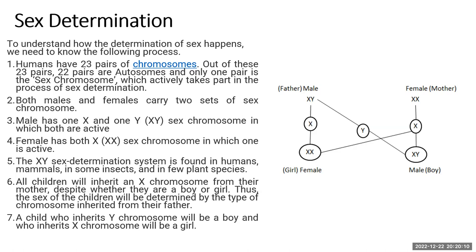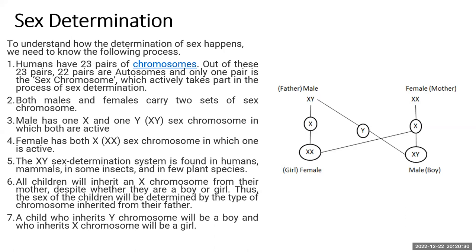when compared to X chromosome. When it comes to the mother, mother will have a perfect pair of X chromosome, out of which perfect pair of XX chromosome. So isme se ek X hi active hota hai. One X is always active. Okay.